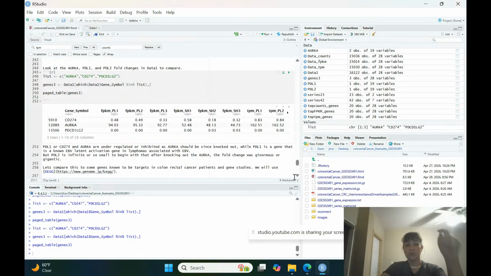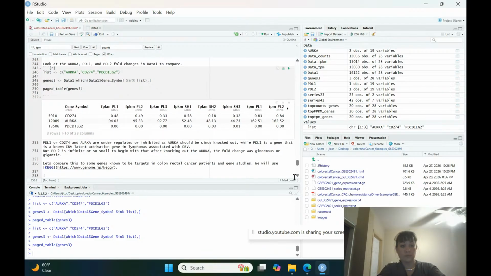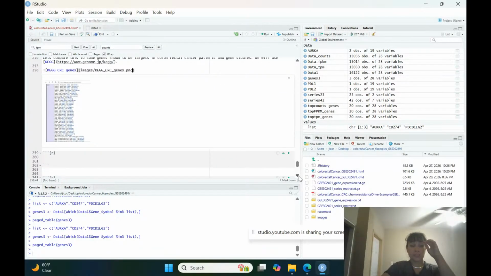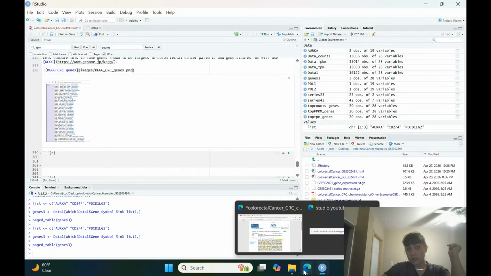All right, now we're going to put this image here. KEGG_CRC_genes.png in the images folder. Let me see if that's what I saved it as. Yep, I did. All right, so we can't really see it. That's too bad because it's really small. So we'll just have to do a split screen.